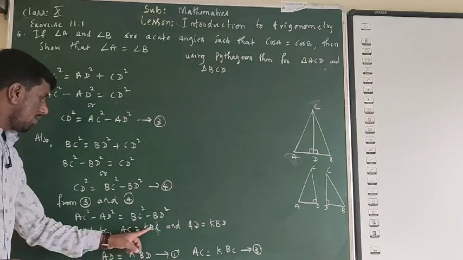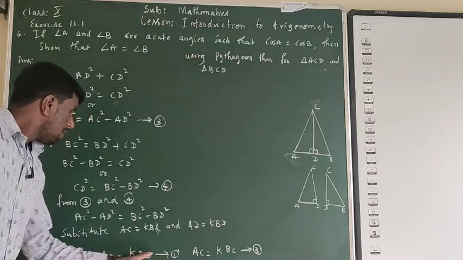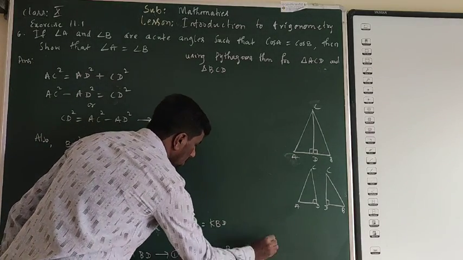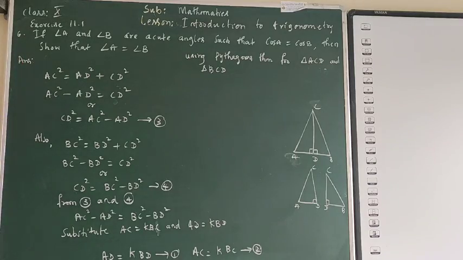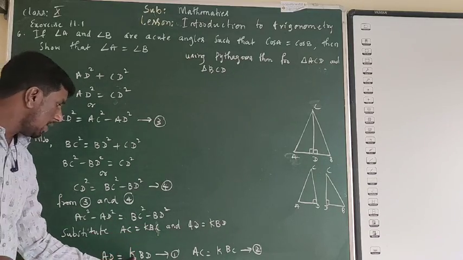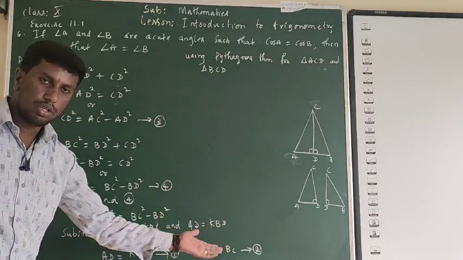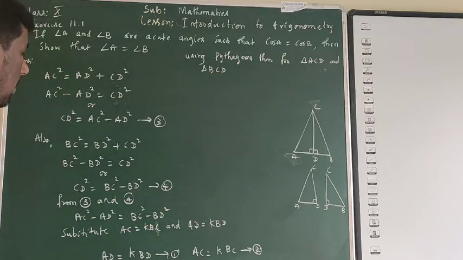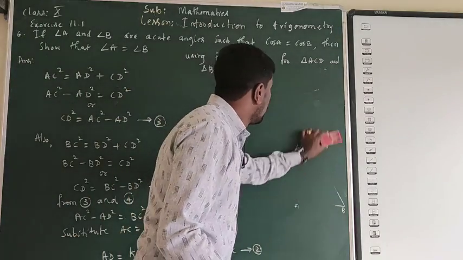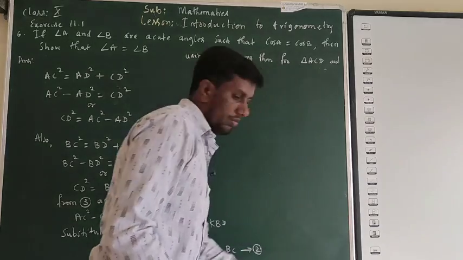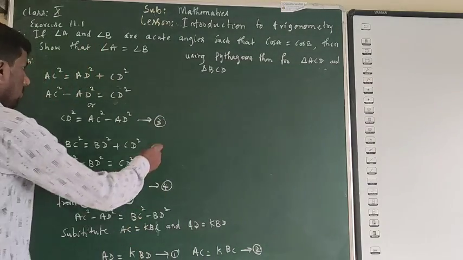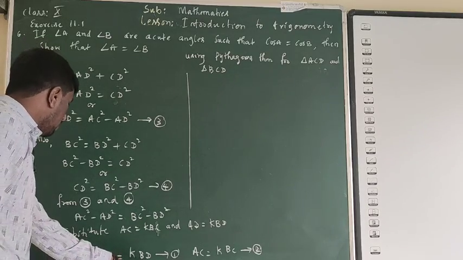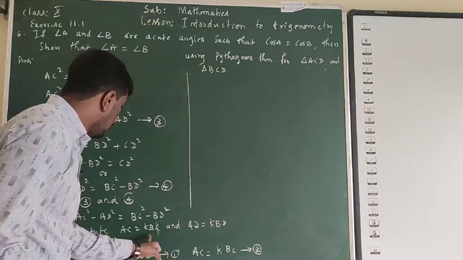So substitute AC is equal to KBC and AD is equal to KBD from the equation 1 and 2. This is 2. From the equation 1 and 2, because AD is equal to KBD, AC is equal to KBC, I am substituting in this equation. Let's see what will happen. So if I substitute AD is equal to KBD, AC is equal to KBC.